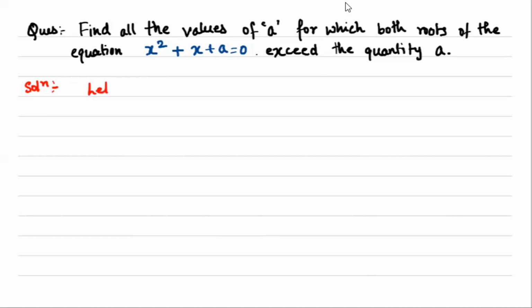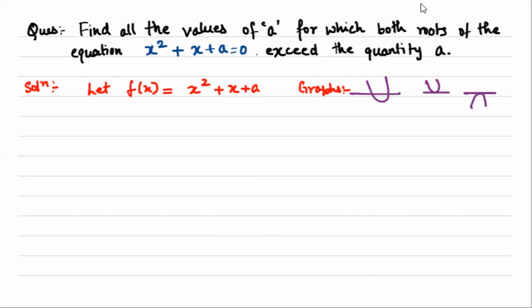assume that the given equation is your polynomial f of x as x squared plus x plus a, and then all the possible graphs. So either it will be like this, or it will be touching, or it will be going down, or it will be crossing this. So here we have A, A, A, and A. So these are the four conditions. Now solving each condition one by one.